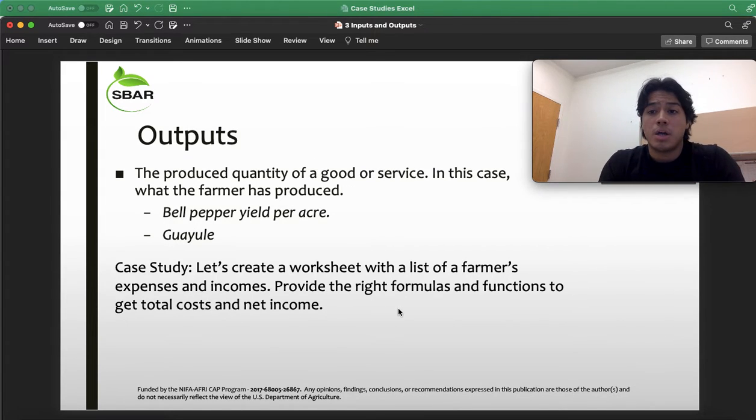Now for outputs, the output is pretty much the opposite, or I would say the result of that input, which is the produced quantity of a good or service. In this case, what the farmer has produced. A good example would be bell pepper yield per acre, wayuli, or any other type of crop. That's going to be the output. For the case study, we're going to need to create a worksheet with a list of farmers' expenses and income, and then provide the right formulas and functions to get the total cost and also the net income.